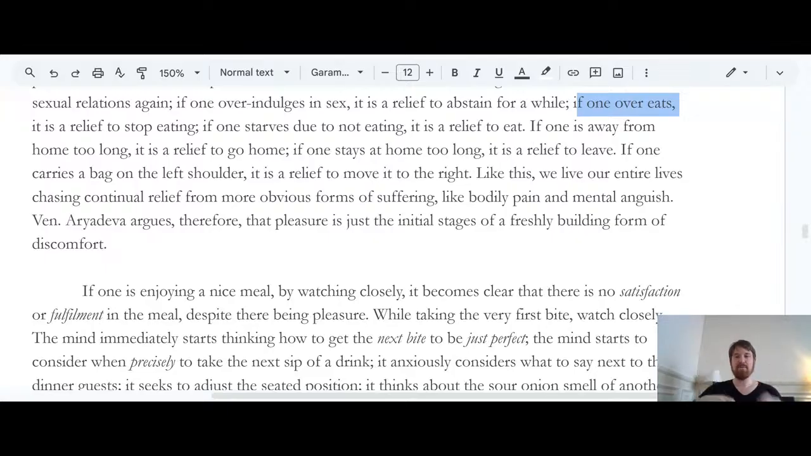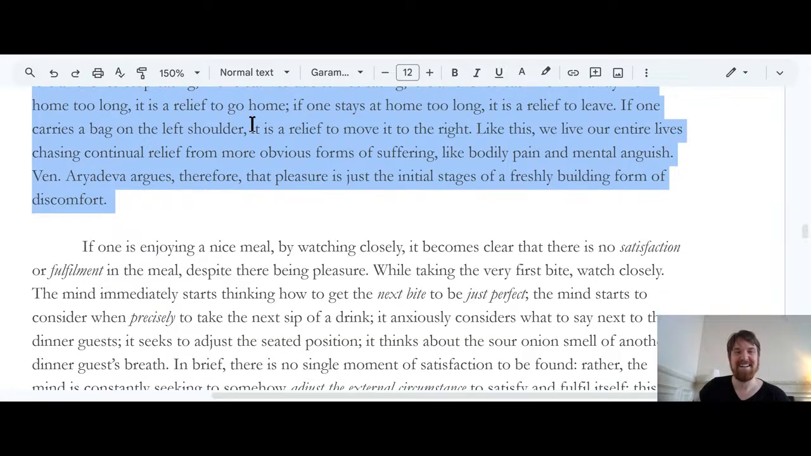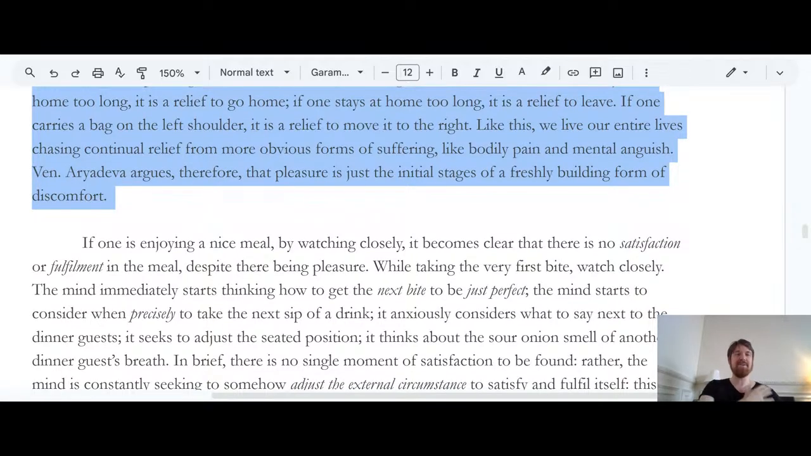So if you continue to eat and eat, eventually it's painful. You feel sick. You cannot fit in another bite, and it's uncomfortable. And it's actually a relief to stop eating. On the other hand, if you stop eating for too long, it's a relief to eat. If you're away from home for too long, it's a relief to go home. But then if you stay at home for too long, it's a huge relief to leave. And then he has all these other ones where it's like, well, if you have a bag on your left shoulder, it's a relief to move it to your right. But then if it's on your right shoulder for too long, it's a relief to move it to your left.